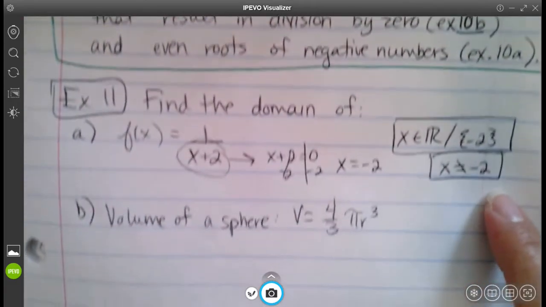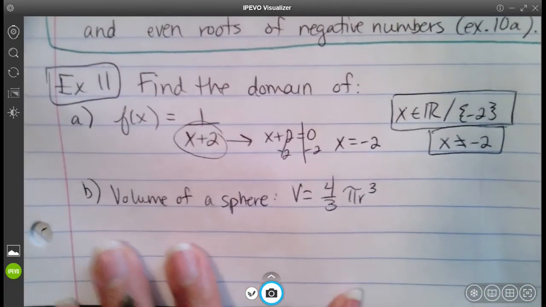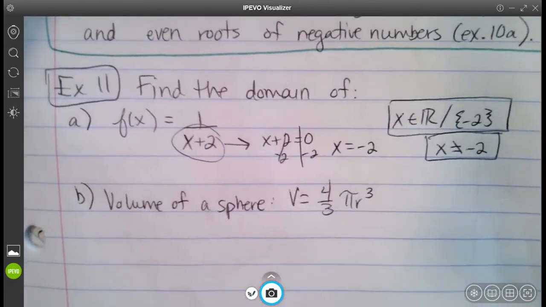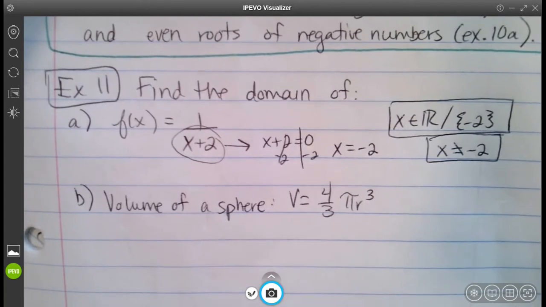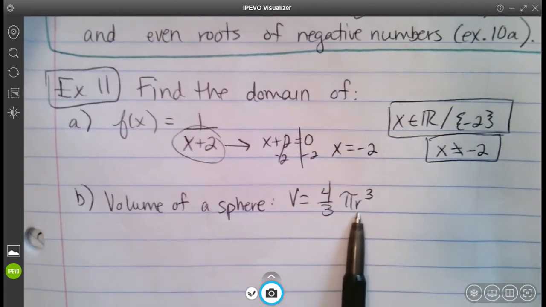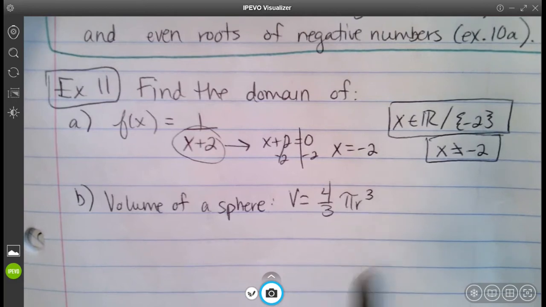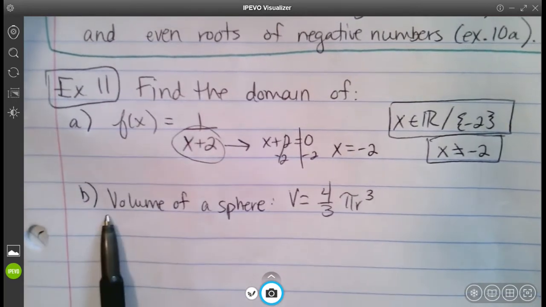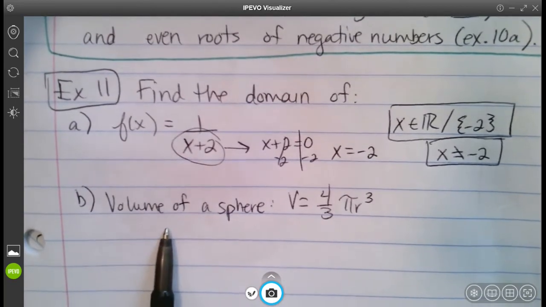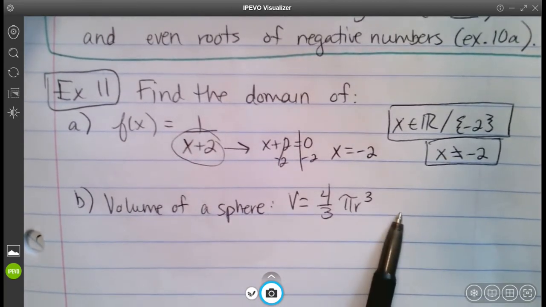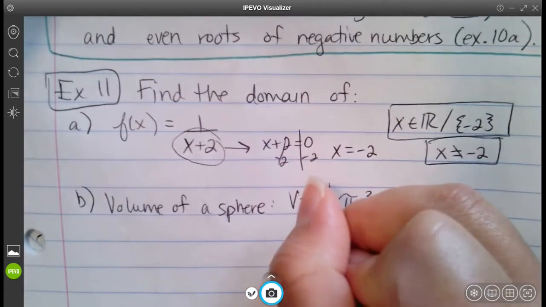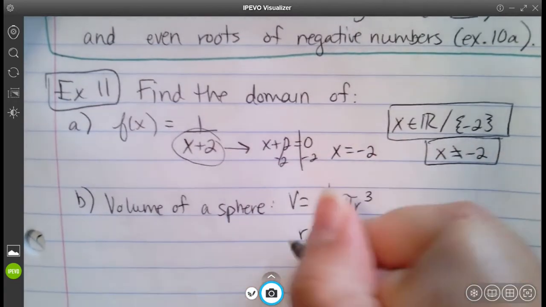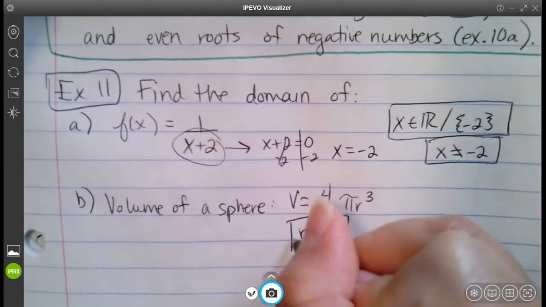I really like this problem because it's more of a context problem. It says the volume of a sphere, V equals 4/3 pi r cubed. So in this one, obviously, our x would be like the r, okay? But I'm going to tell you straight out, without even graphing it, that the domain for this one is pretty much just wherever r is greater than 0. So r greater than 0 is our domain.